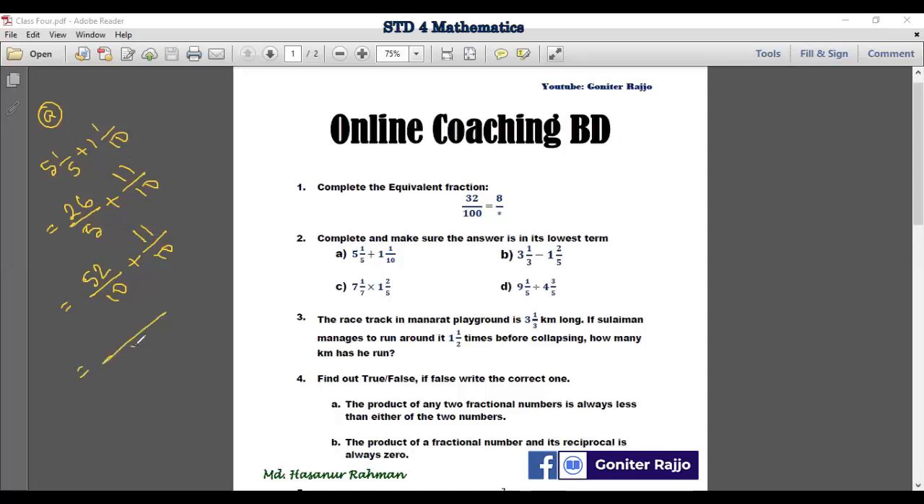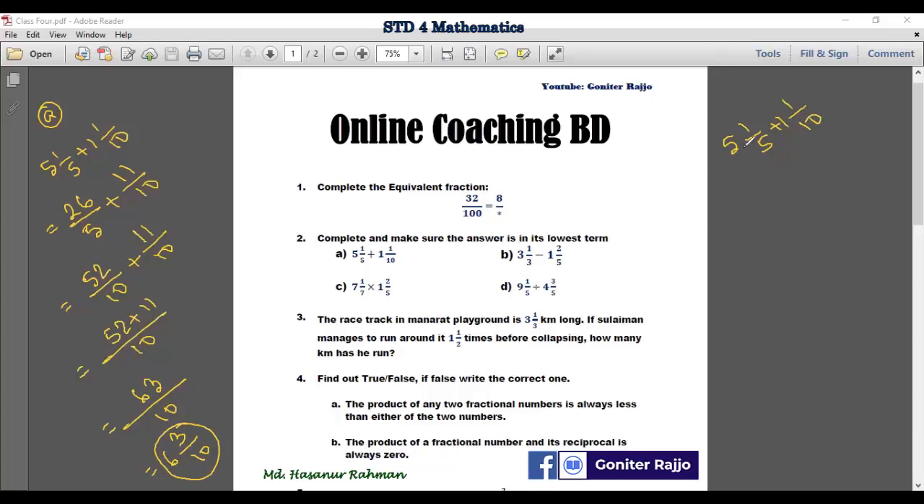Then we have to add only the numerator, 52 plus 11. So if we add 52 plus 11, we will get 63 divided by 10. So now if you want to convert 63 by 10, the final answer should be 6 whole 3 by 10. And that is the mixed number. Or you can solve it in this way too. Suppose 5 whole 1 by 5 plus 1 whole 1 by 10. So you can also solve this problem in this way too.